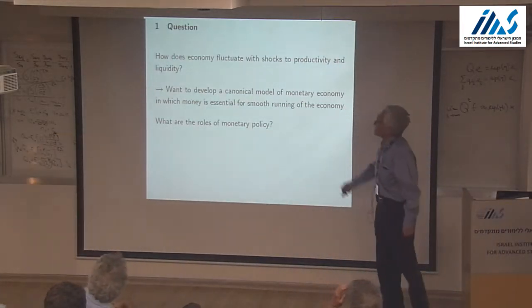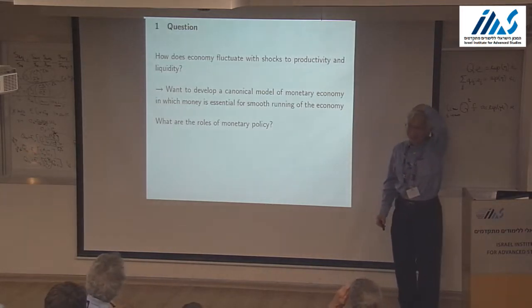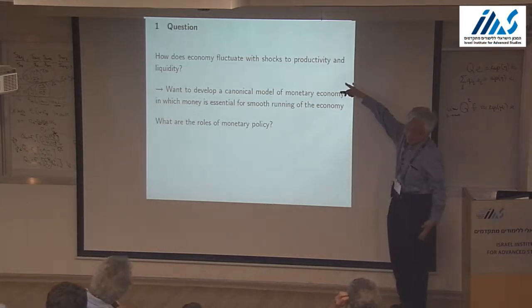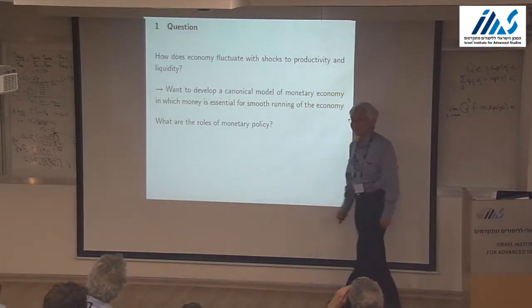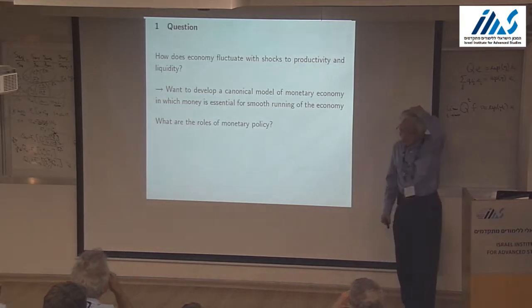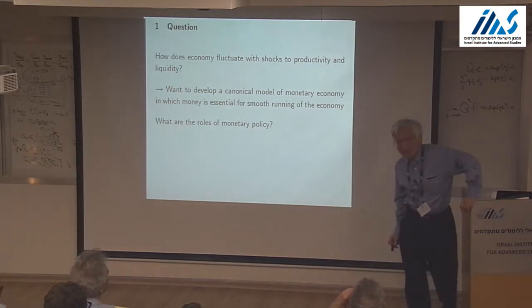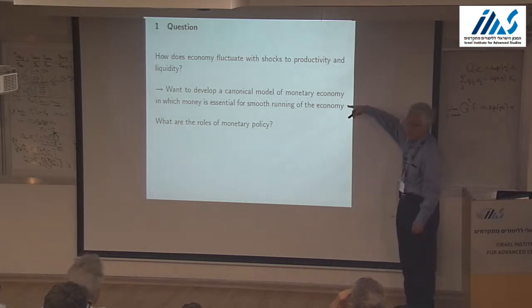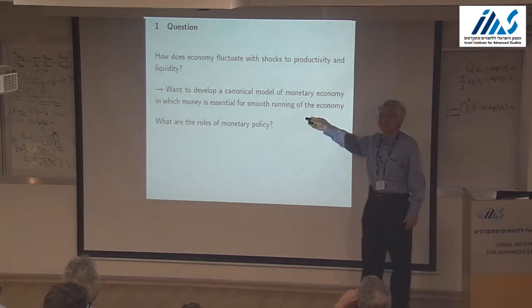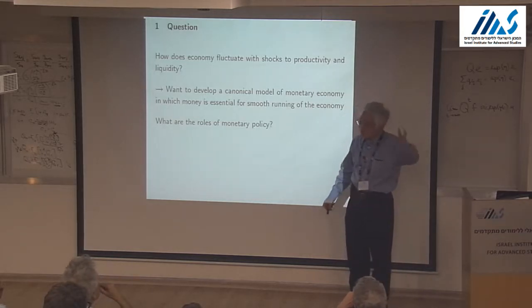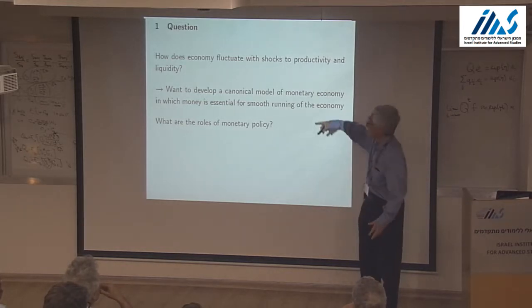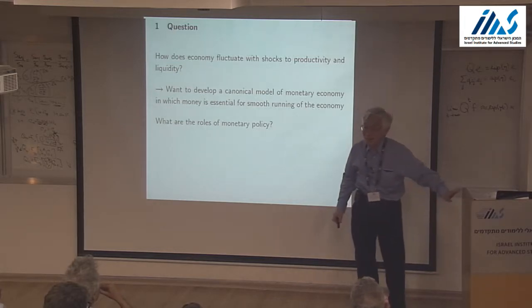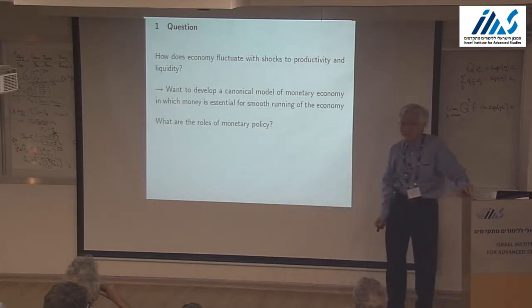The question we have is, how does the economy fluctuate with shocks to productivity as well as liquidity? And liquidity is today's focus. In order to do that, we try to develop a canonical model of a monetary economy. By monetary economy, I mean not just that money is there, but that circulating money actually improves the efficiency of allocations. So in this sense, it's essential for the smooth running of the economy. That's a particular definition of monetary economy.